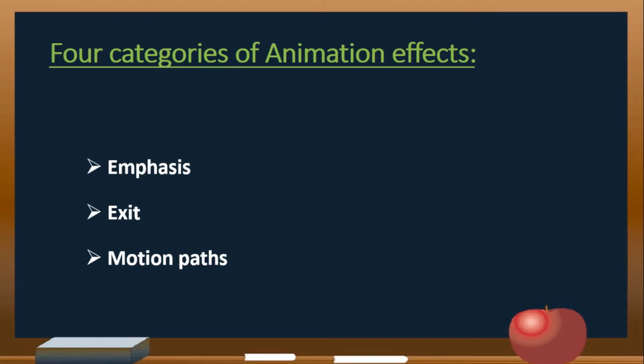Well, there are 4 categories of animation effects. Here I have written one by one all and I have applied animation to each category. The first category is entrance. So here you can see how the entrance will be animated. See, this word entrance, I had applied an effect of entrance on it.